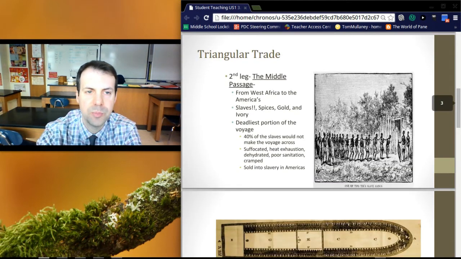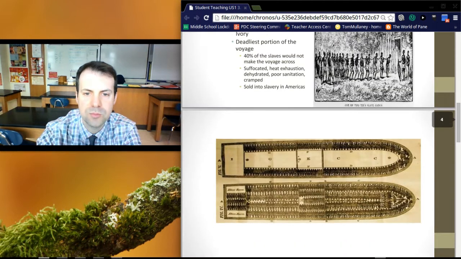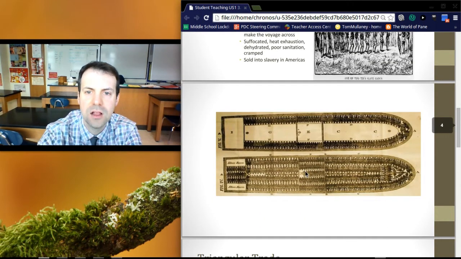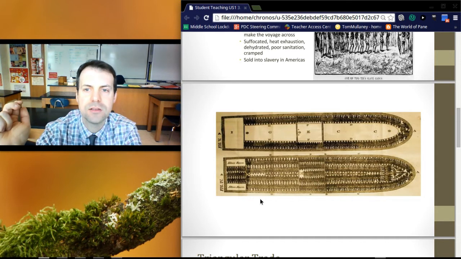Second leg is the Middle Passage. This is not fun at all. This is really horrific history. This is where we talk about slaves going from West Africa all the way across the Atlantic Ocean to the Americas. The conditions were so brutal that 40% of the slaves didn't survive. Why were they so brutal? Because they were packed in with no room, with no modern sanitation. Think about all the things we take for granted today. Deodorant, showering, septic removal of all bodily waste.